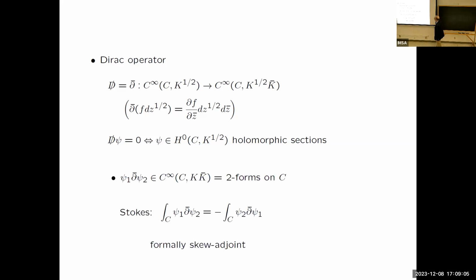Now there's one feature about this Dirac operator: if we take a spinor, so psi1 is a section of K to the half, we apply d-bar to another one, psi2, then we get a section of K tensor K bar, so it's K to the half times K to the half times K bar. These are just the same as 2-forms on the curve, and so on the Riemann surface, you can integrate these. So if you use Stokes' theorem, you see that you get this. So formally, this d-bar operator, this Dirac operator, is skew-adjoint.